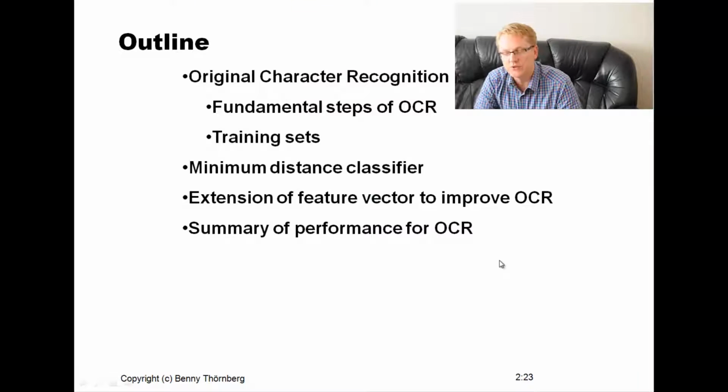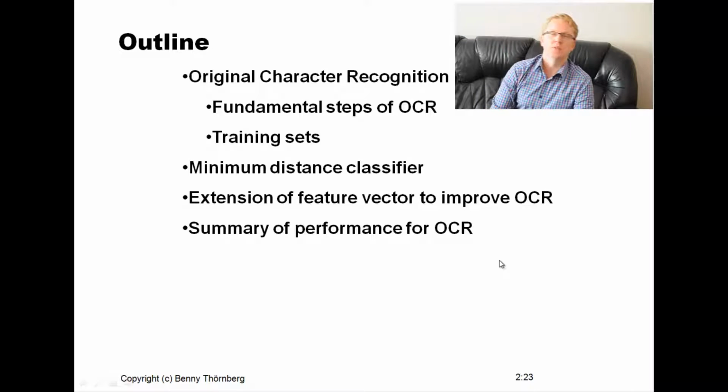And the outline of my talk will be that I will discuss the fundamental steps of an OCR system. I will discuss the kind of training sets that I acquired using a simple document scanner. It will be training sets and testing sets with handwritten letters, written by hand, just by me, simply, and made a photocopy of this using the scanner.